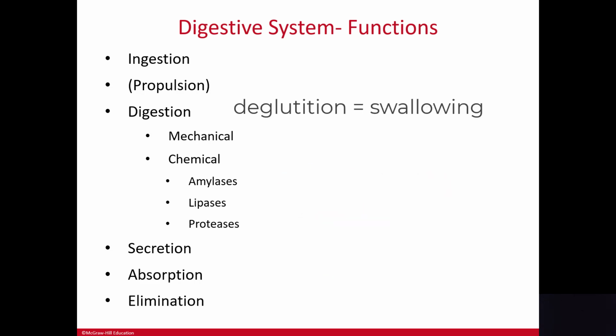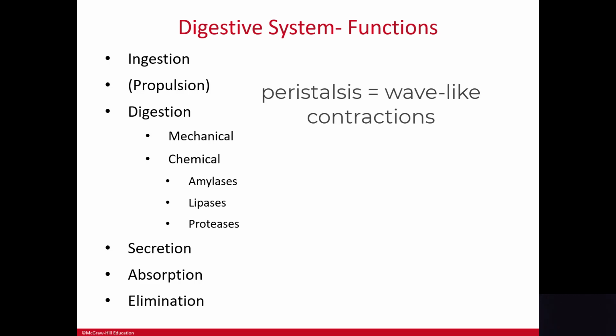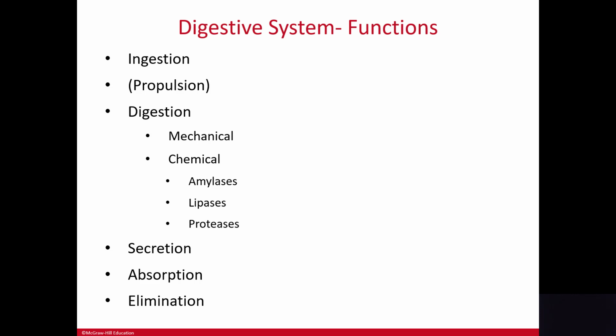Deglutition is the medical term that we use for swallowing. So we bring food into the mouth or ingest the food, and deglutition is the word we use for swallowing. And peristalsis is the term for those wave-like contractions that move the food bolus through the digestive tract. Segmental contractions in the small intestine are combined with peristalsis to mash up the food even further, mix it with digestive secretions, and help with the digestive process.